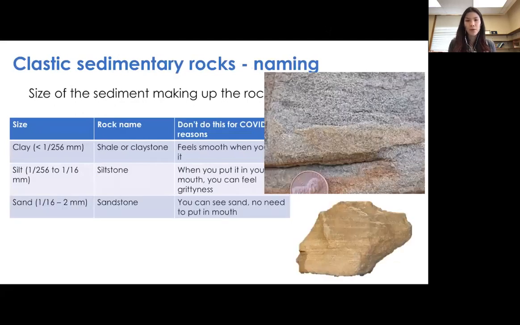All right, if we move up in grain size, now we can start to see these grains. Sand grains are defined as being between 1/16th and 2 millimeters in size. So this is the size we can see with our naked eye. There's no need to put it in your mouth in this case. And we call sedimentary rocks made of sands sandstone. And these are some images of sandstone.